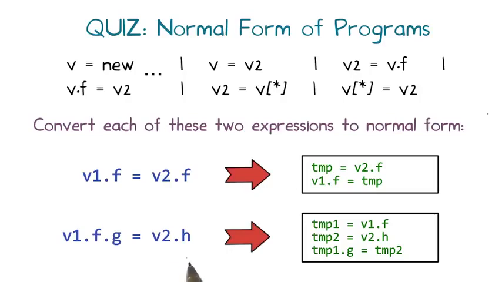We need to access the contents of v2.h, so that will be the field read operation temp2 is assigned v2.h. We also need to access the contents of v1.f in order to reach g, so that's another field read operation, temp1 is assigned v1.f. Finally, we need to write the contents of v2.h, which is represented by temp2, to the field g of v1.f, which is represented by temp1. We do so using a field write operation, temp1.g is assigned temp2.